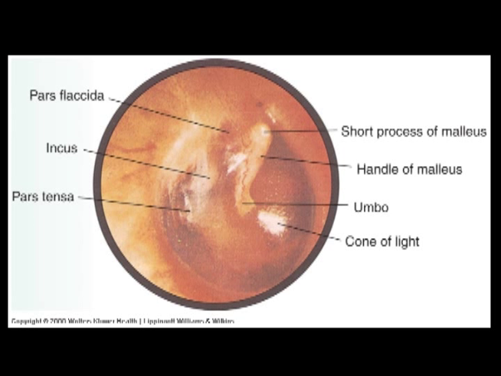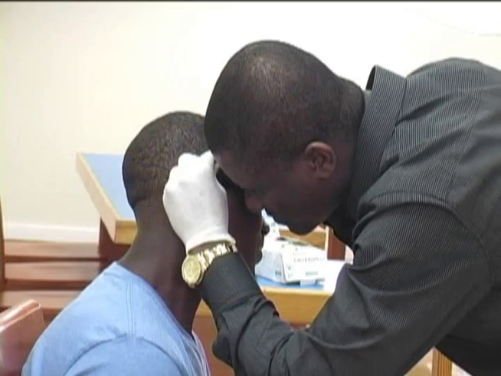The short process protrudes forwards into the external canal. The handle is located in about the middle of the pars tensa and extends downwards and backwards. The umbo marks the central attachment of the tympanic membrane to the malleus. From the umbo, the cone of light extends downwards and forwards.